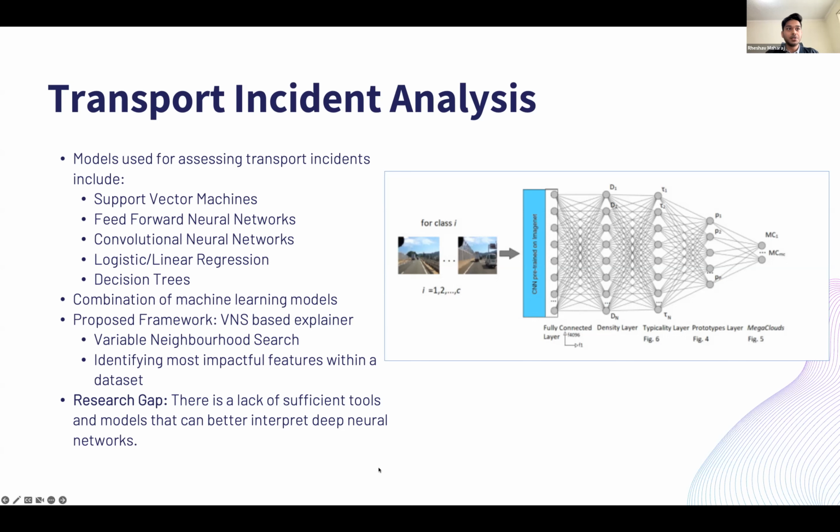There is one research gap here. There's a lack of sufficient tools and models that can better interpret deep neural networks. But this diagram here, or this study here, pretty much gives a very positive outlook as to a step towards filling that research gap.